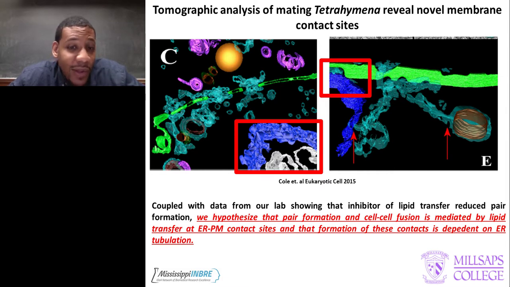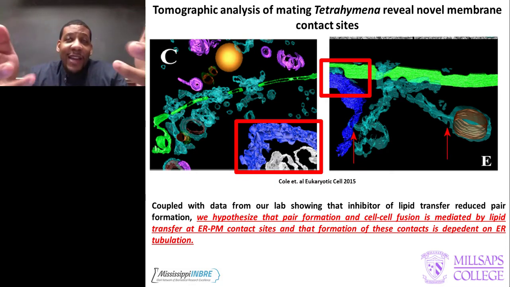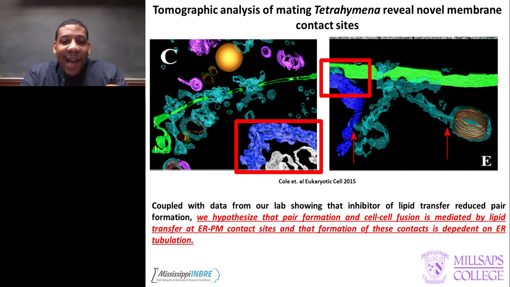And our hypothesis was that pair formation in cell-cell fusion is mediated by lipid transfer between ER plasma membrane contact sites, and that the formation of these contact sites is dependent on endoplasmic reticulum tubulation. Okay, all right. So to begin to test this, we wanted to identify whether there could be proteins expressed in Tetrahymena that might lead to the tubulation extension of this blue membrane that we just highlighted.